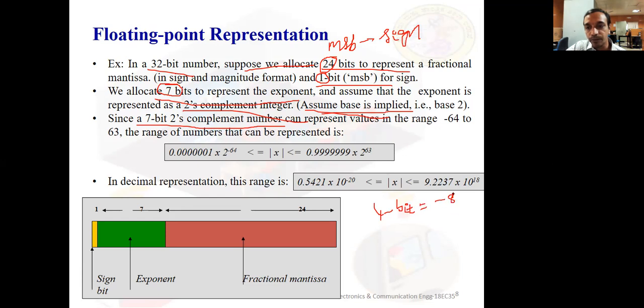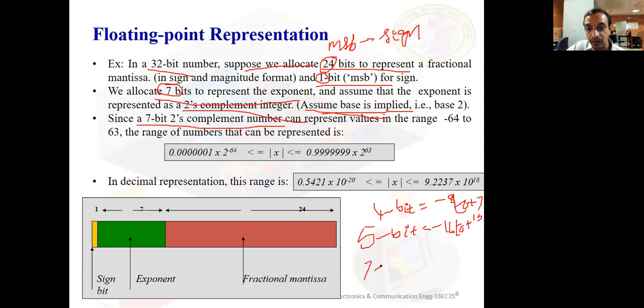-8 to +7, no? -8 to +7, if you remember that from the previous session. For 5-bit, similarly, if you calculate, it will be -16 to +15, right? The range of numbers. Go back to the session and find out.